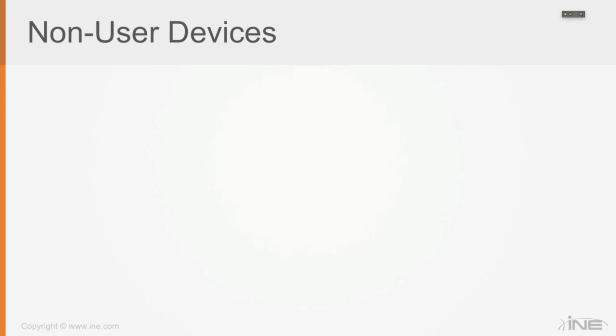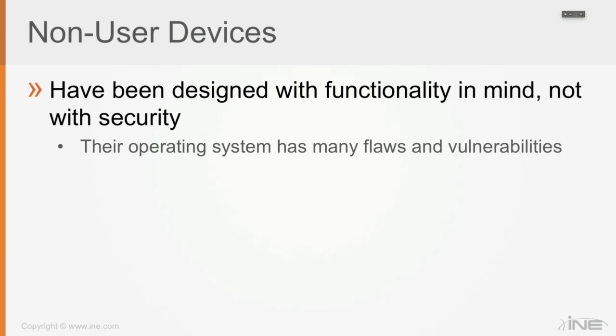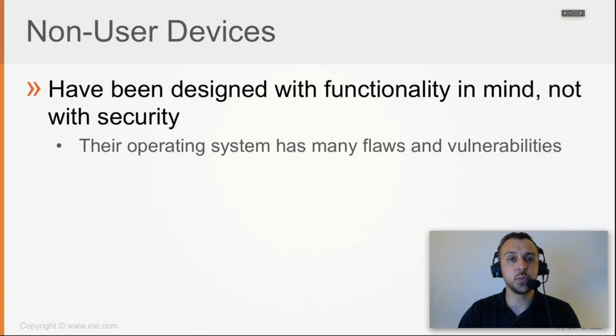And of course, on the non-user devices, the challenge is that those devices, like printers, not IP phones, but like printers, cameras, video conference systems, have been designed with functionality in mind and not with security, which means their operating systems are very vulnerable, have a lot of flaws and vulnerabilities which can be easily exploited by the attackers. And if the attackers get access to your printers or to your phones or to your cameras, it means they are in the network, and from there they can do a lot of damage. Because one of the challenges nowadays for the attackers is to get access to a system in the network, and of course remain stealthy, not to be discovered.